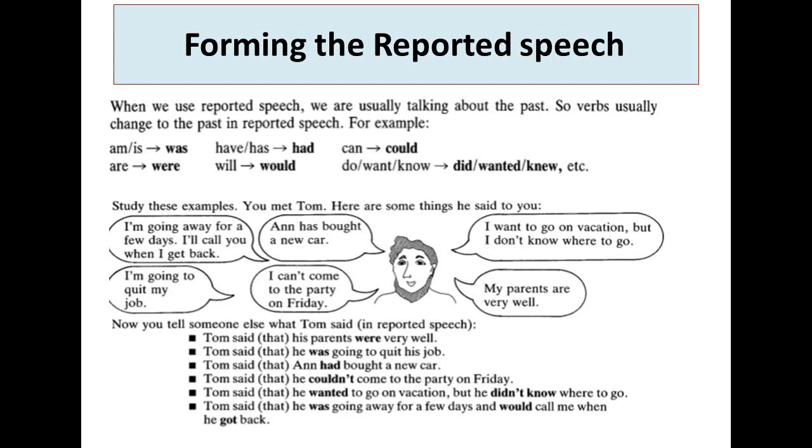Okay, so now let's see how you can tell me this information. Now you tell someone else what Tom said in reported speech. That means in an indirect way, not a direct way. Why? Because as we said, we have two ways to say what another person said to you: the direct way and the indirect way. So reported speech means indirect.